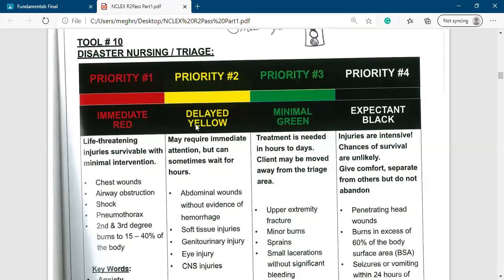The most common example of yellow tag, or yellow delayed service, is bone fracture. A bone fracture patient feels pain, but does not die within a short time. So you can take a little bit of time. Here the patient may require immediate attention, but can sometimes wait for hours.